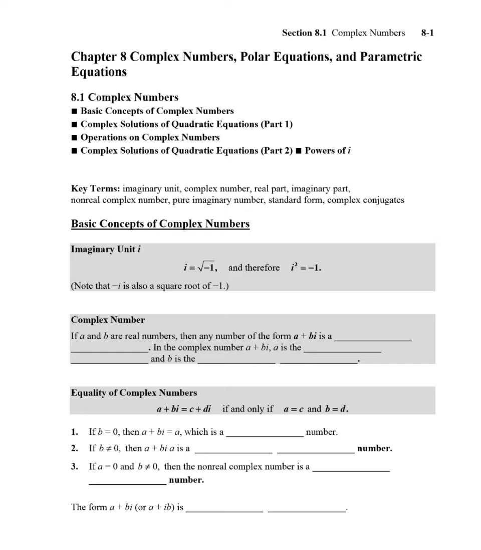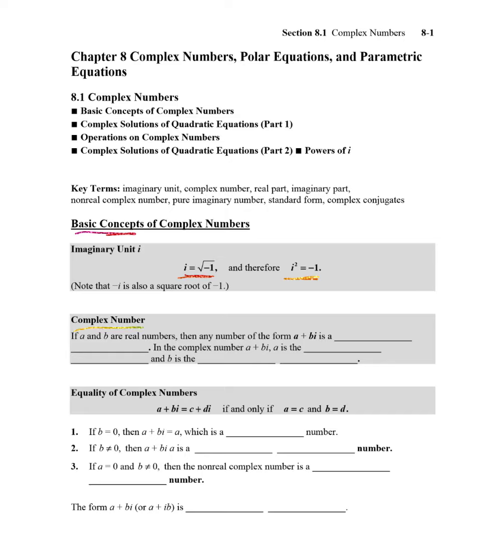This is Chapter 8 on complex numbers and polar equations, and we will not go over parametric equations in this class. Section 8.1 is on complex numbers, and hopefully this is a review for you. The basic concepts: the imaginary unit i is equal to the square root of -1, and i squared is equal to -1.